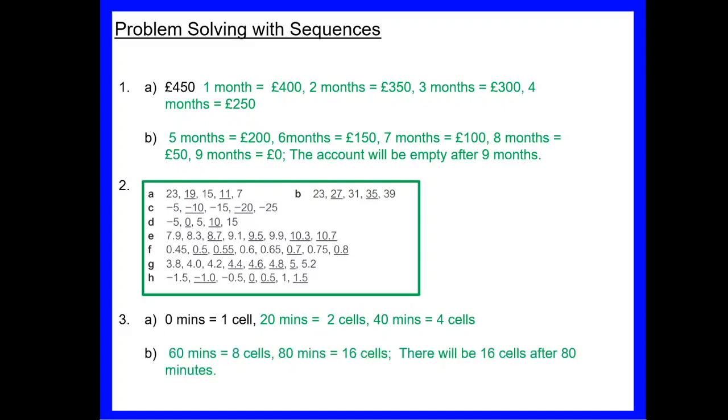And part B, we wanted to know when there'll be 16. So if we carry on, adding on 20 minutes, then 60 minutes will be 8 cells. And 20 minutes more, 80 minutes, we would get 16 cells. So there'll be 16 cells after 80 minutes.